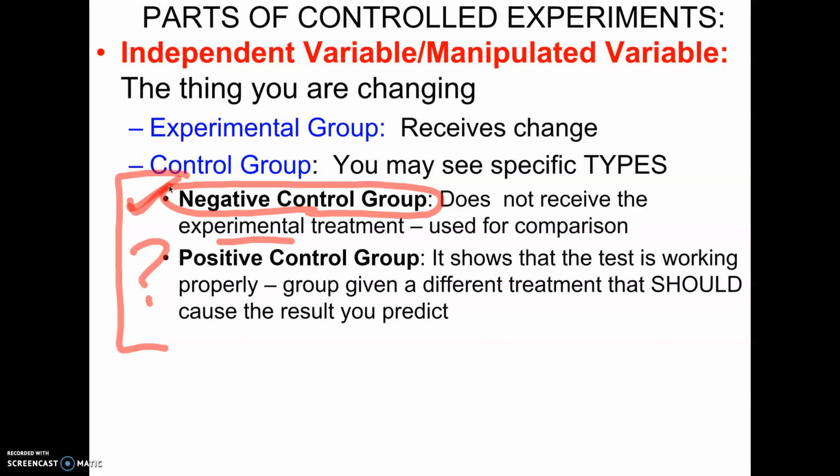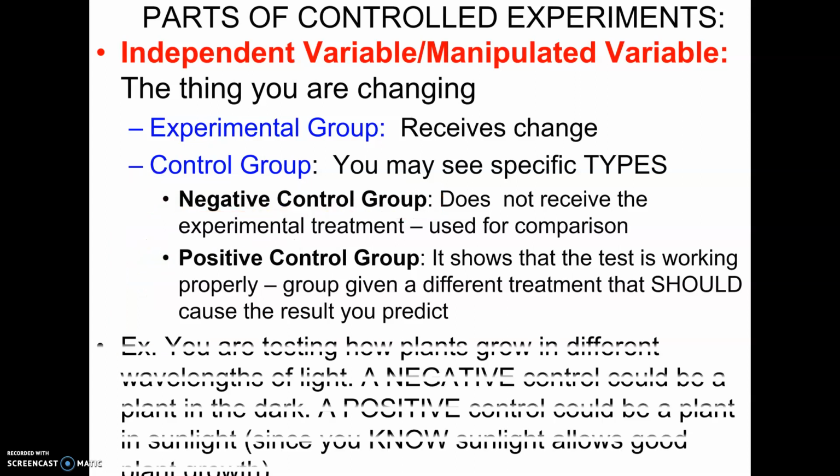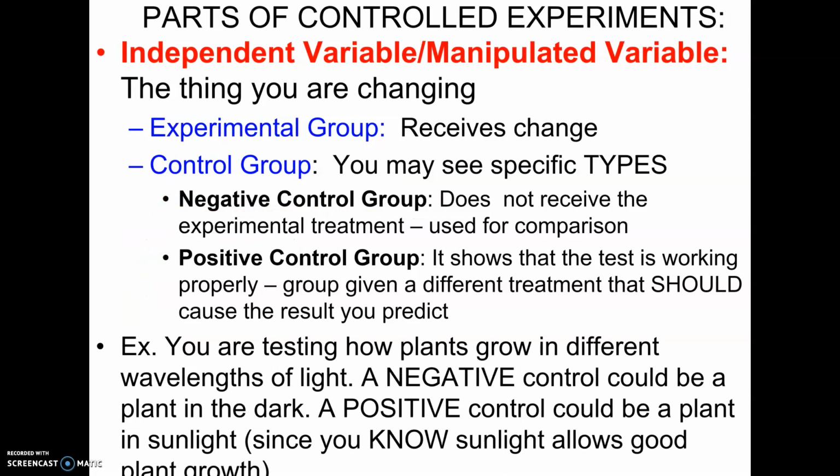But here's another experiment where a positive control group does make sense. Let's say we were testing plants. I mentioned this experiment before, and you wanted to know what wavelength of light made plants grow the best. So we're going to put plants under red light, yellow light, green light, blue light, and we're going to measure how tall they are. A negative control group would be a plant in the dark because it's not receiving light at all. So we're taking away the variable.